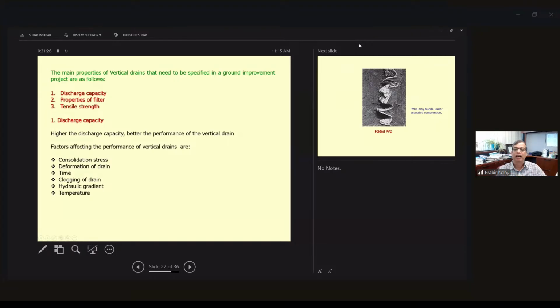Factors affecting the performance of the vertical drains are consolidation stress, deformation of the drain, time, clogging of the drain, obviously the hydraulic gradient, and the temperature. Sometimes these things may happen: the folded PVD. It should be vertical, but in installation it somehow distorted like this because of the excessive compression of the load. And then you need to check the properties of the filter.